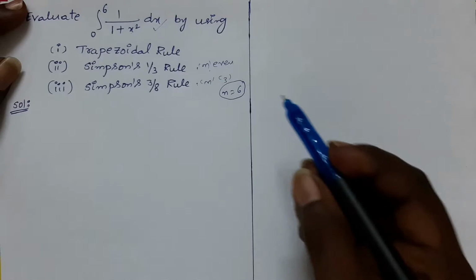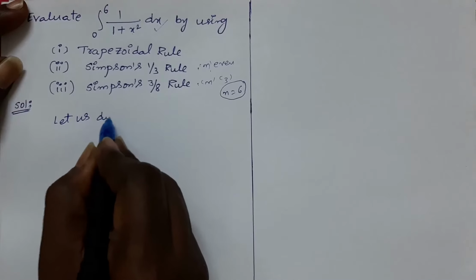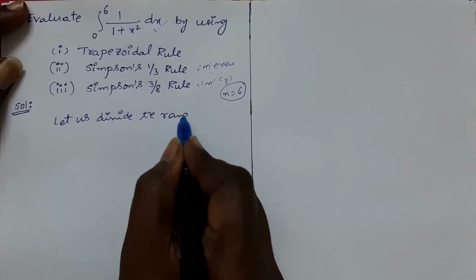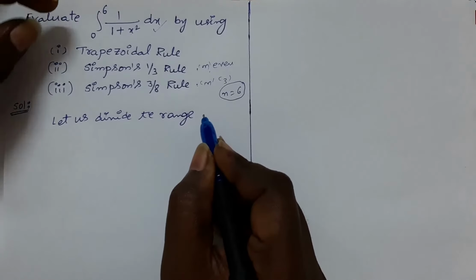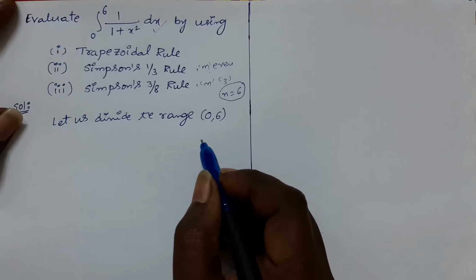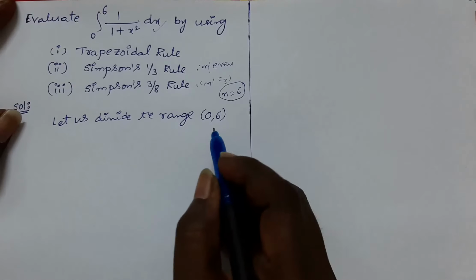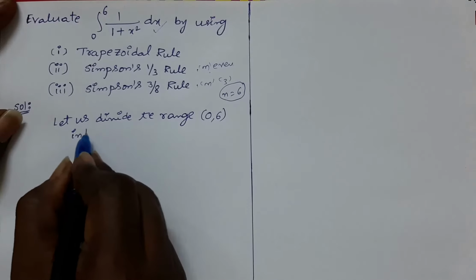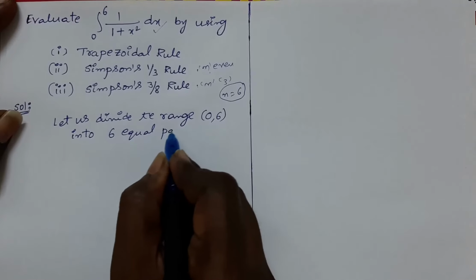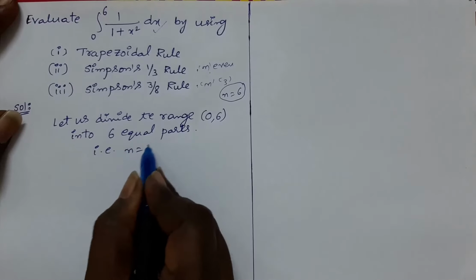So first of all, divide the range. What is the range here? The limits of the integral are known as the range of the given problem. Let us divide the range 0 to 6 into 6 equal parts. That is, n is equal to 6.